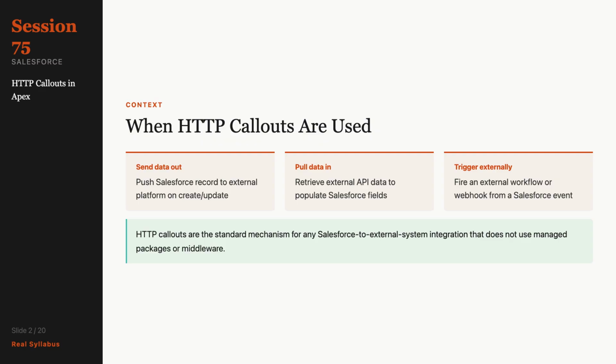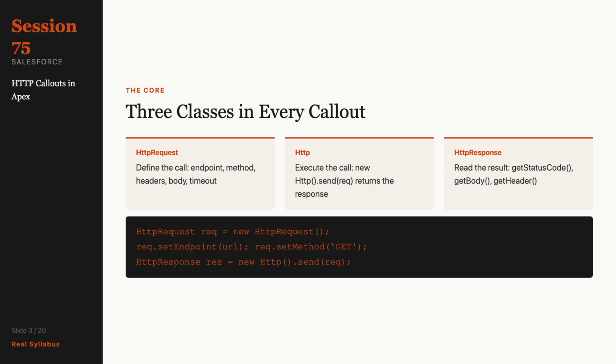HTTP callouts in Apex are used when Salesforce needs to send data to or retrieve data from an external system. Common use cases: sending a record to a third-party platform when it is created in Salesforce, retrieving data from an external API to populate fields, triggering an external workflow from a Salesforce event, or syncing data between Salesforce and an external database. The three classes involved in every Apex HTTP callout: HttpRequest, HTTP, and HttpResponse.